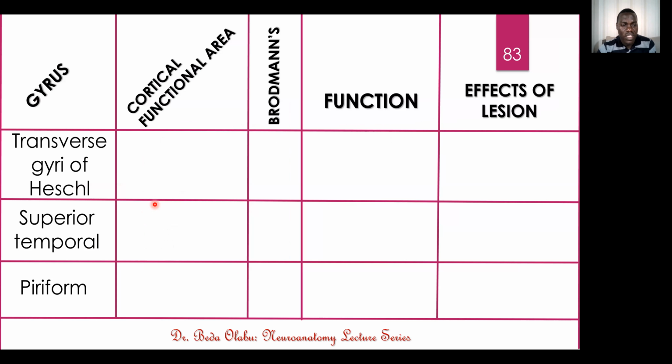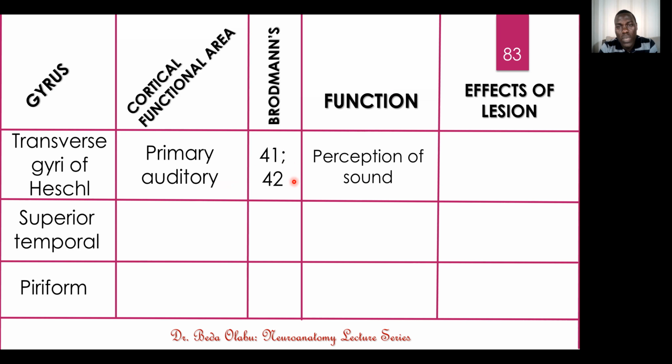So let's start with the transverse temporal gyri. The transverse temporal gyri is also called the transverse gyri of Herschel. Transverse temporal gyri of Herschel. The person who described it is called Herschel. That's the spelling of Herschel. The transverse temporal gyri of Herschel represents the primary auditory cortex, area number 41 and 42. The primary auditory cortex is for perception of sound.